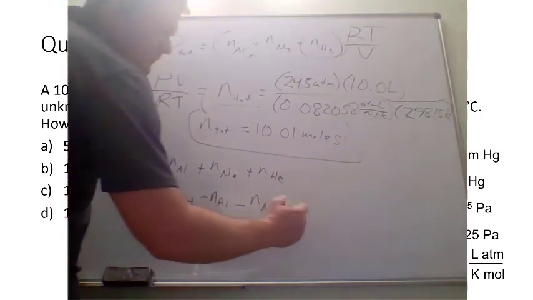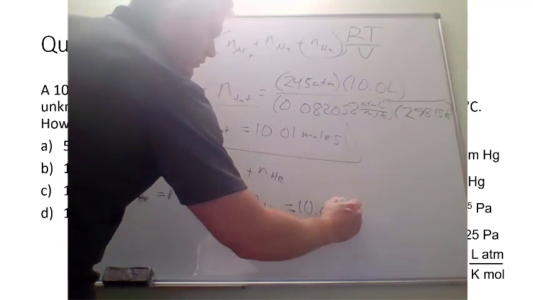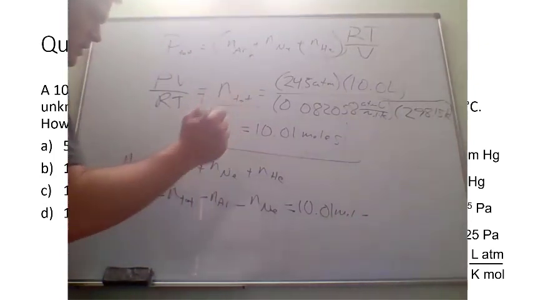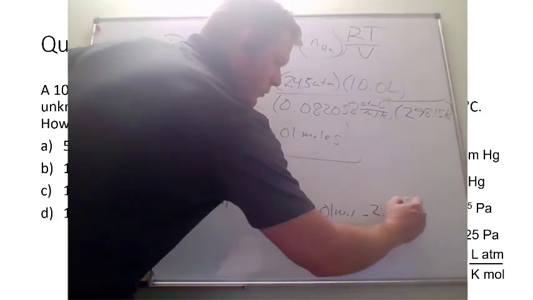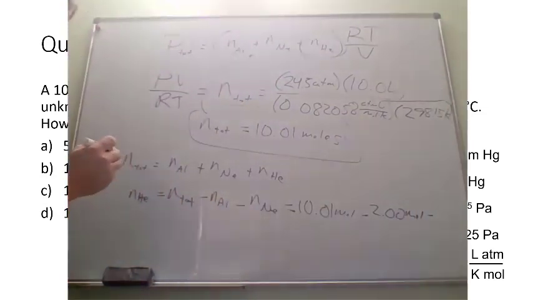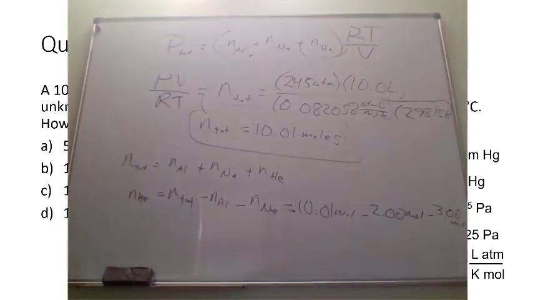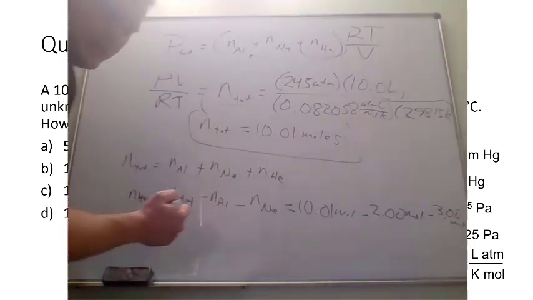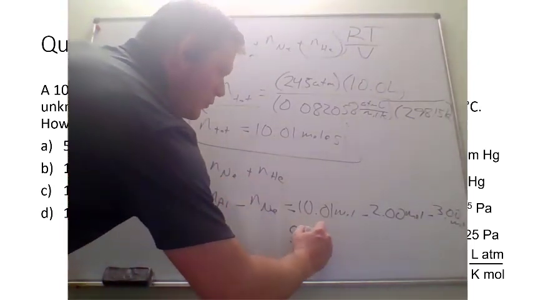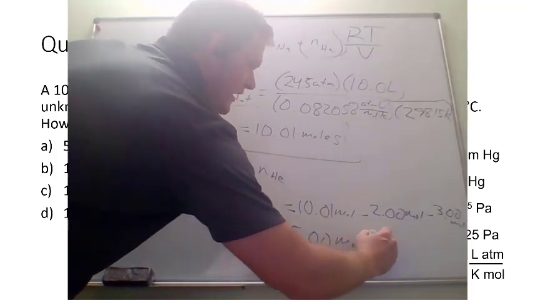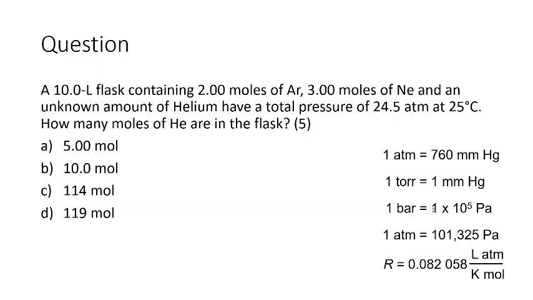So we can plug and chug here and say that 10.01 moles minus 2.00 moles of argon minus 3.00 moles of our neon will give us our final answer of 5.00 moles of helium. Okay? So this is a problem using our idea of Dalton's law of partial pressure to solve for an unknown amount of moles of gas.